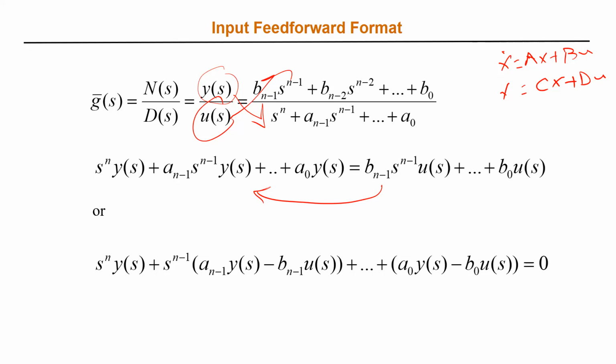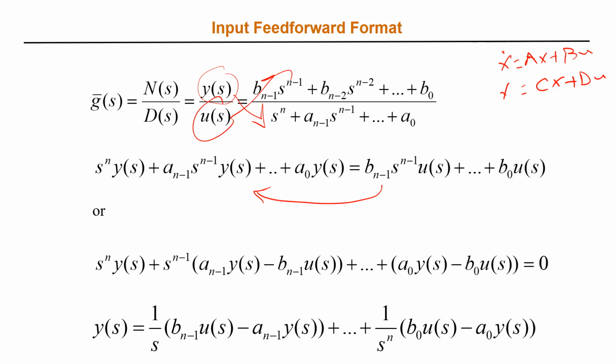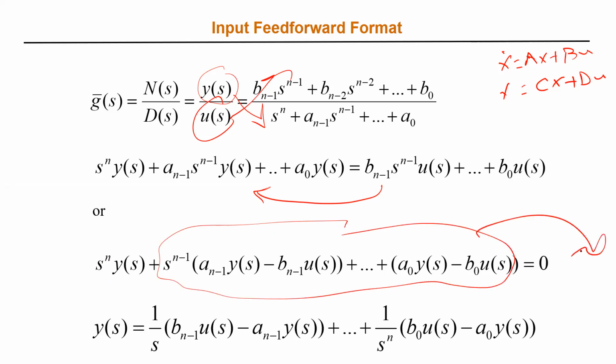Now, let me solve for y. Basically you take everything to the other side and divide by S^n. So S^(n-1) divided by S^n will give you 1 over s. Okay? Clear, doctor. Okay.